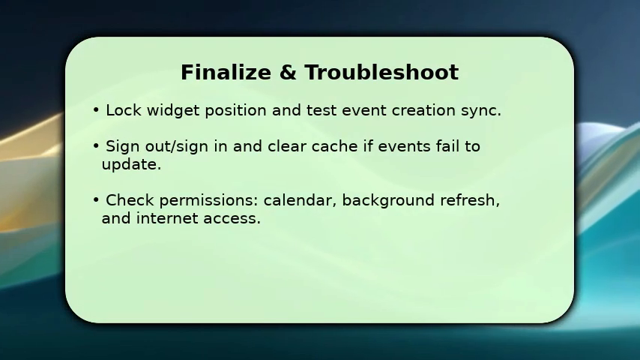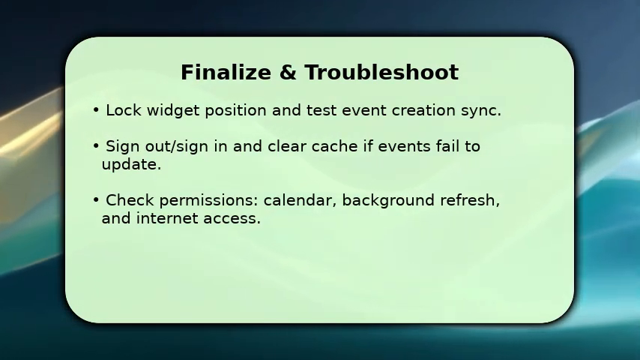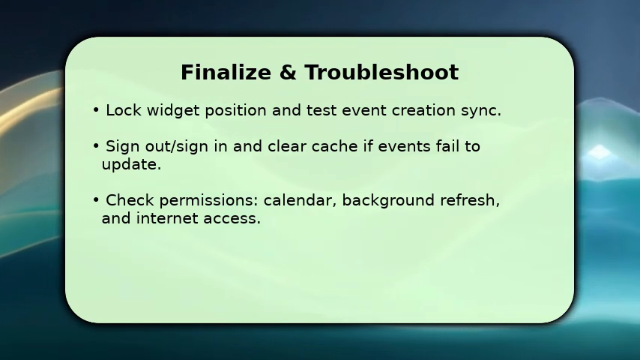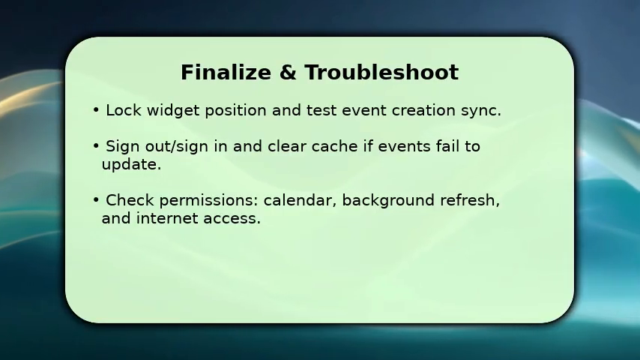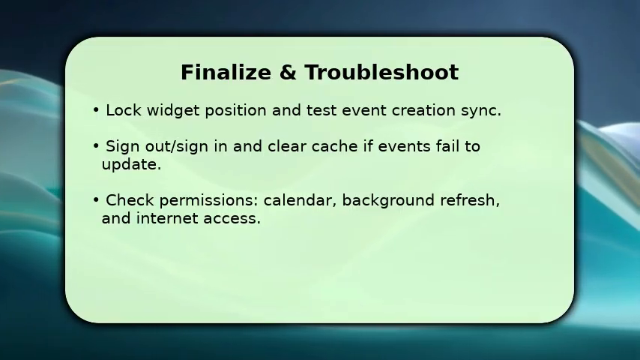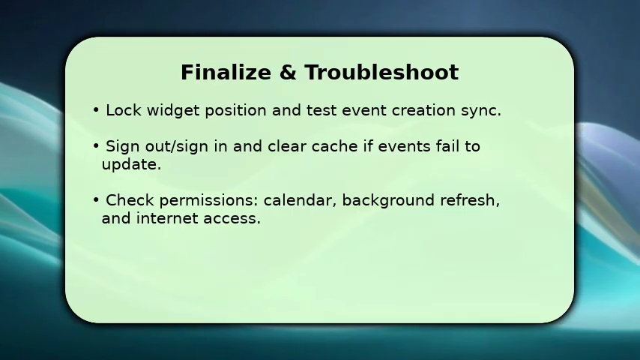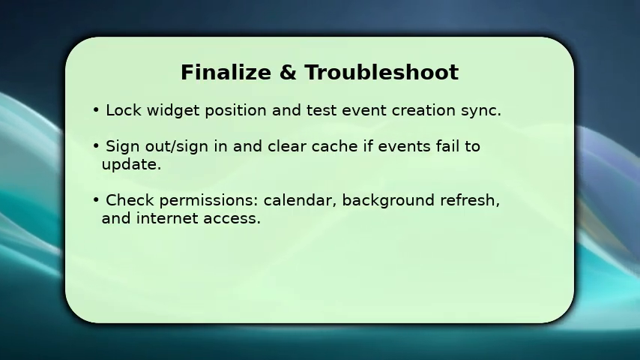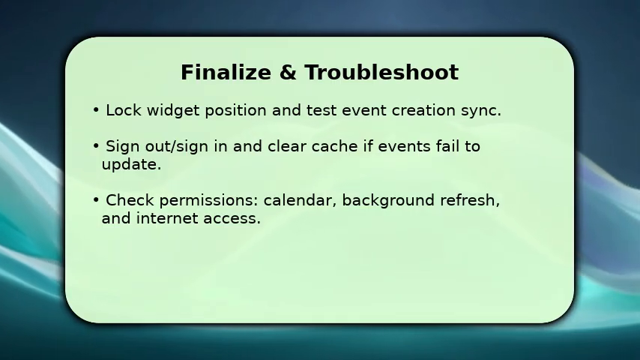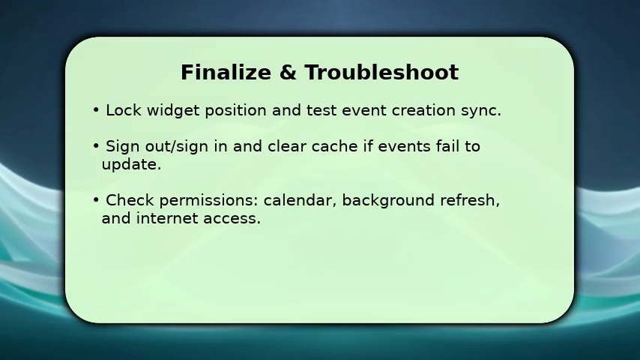Finish by testing synchronization and locking layout to avoid accidental moves. Create a quick test event in Google Calendar and confirm it appears on the desktop widget. If it does not, force a refresh. If problems persist, sign out and sign back in, clear the app or browser cache, and verify permissions for calendar access and background refresh. One key troubleshooting tip: check that the widget host has internet permission and isn't blocked by a firewall, because lack of network access is the most common failure.